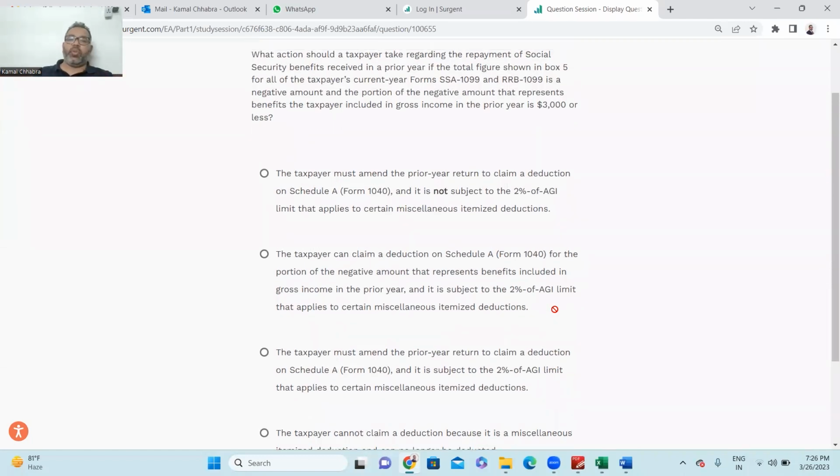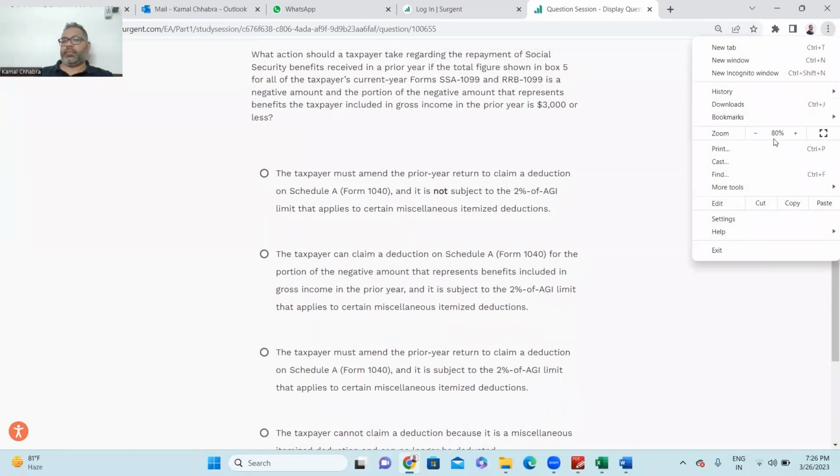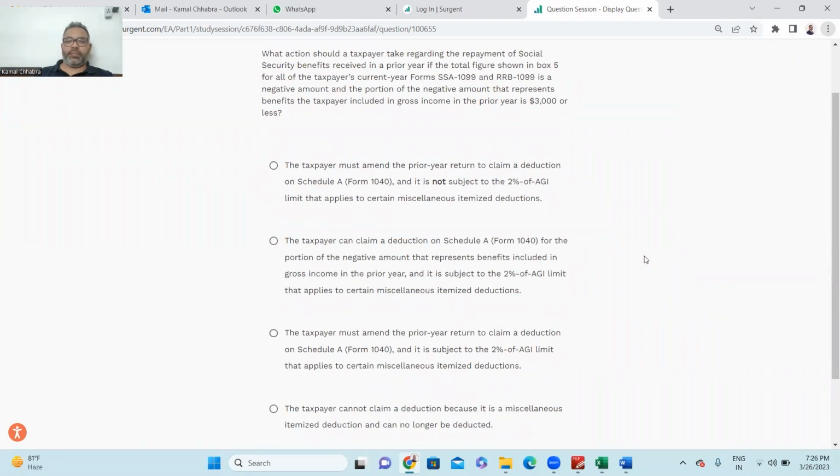So what should a taxpayer do here? The question is, what action should a taxpayer take regarding the repayment of Social Security benefit received in a prior year if the total figure shown in box 5 for all of the taxpayer's current year forms is a negative amount, and the portion of the negative amount that represents the benefit the taxpayer included in gross income in a prior year is $3,000 or less.